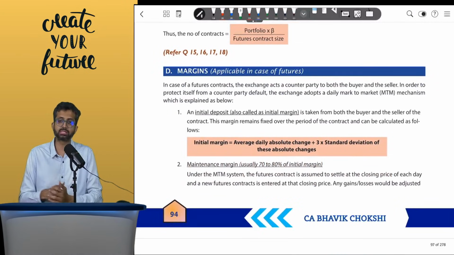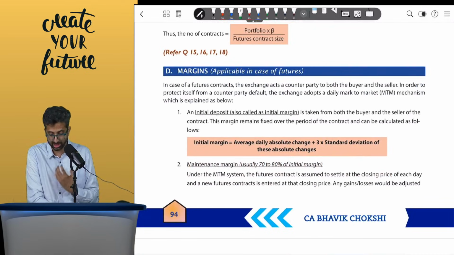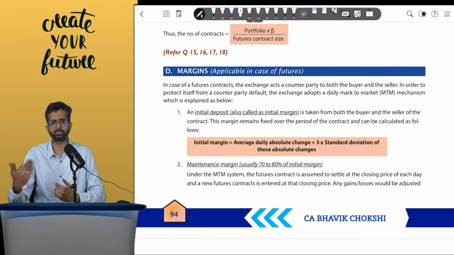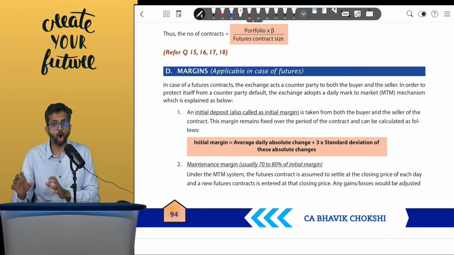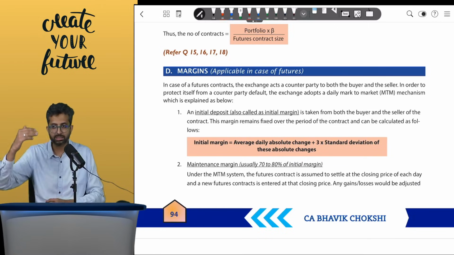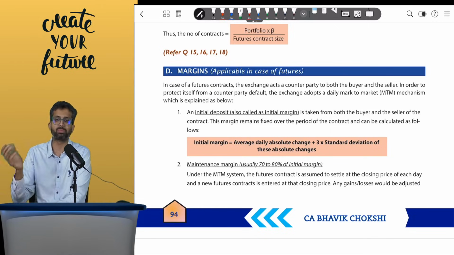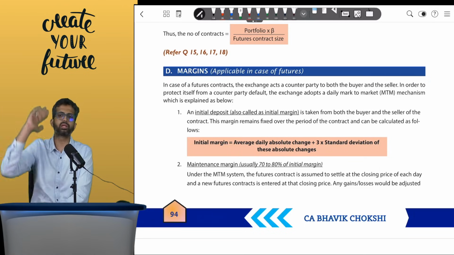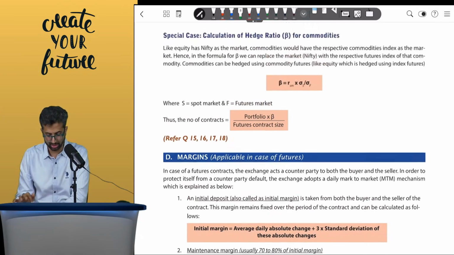There can also be cases of margins over here. If nothing is given, there will be an initial margin which is calculated as the average absolute change plus 3 into the standard deviation of these changes. That will give you the initial margin, and maintenance margin is typically around 70 to 75% of the initial margin. That is a maintenance margin. The moment your margin falls below the maintenance margin, you have to replenish it by investing through a margin call and bring it back all the way up to the initial margin.